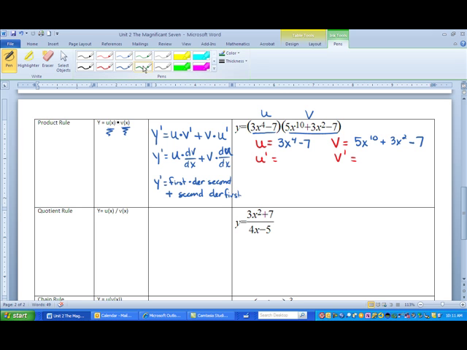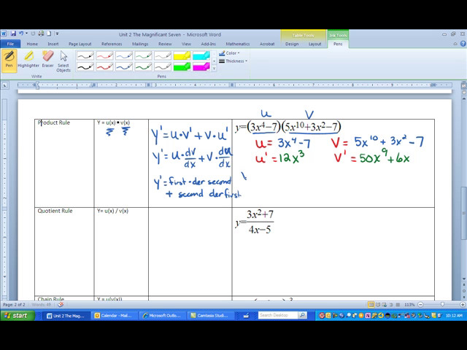Now let's find the derivative of each. So this would be 12x to the 3rd, because we have to decrease, minus 7, the derivative of 7 is 0. Over for v, we would have 50x to the 9th, because I decreased my power, plus 6x, and the derivative of 7 is 0.